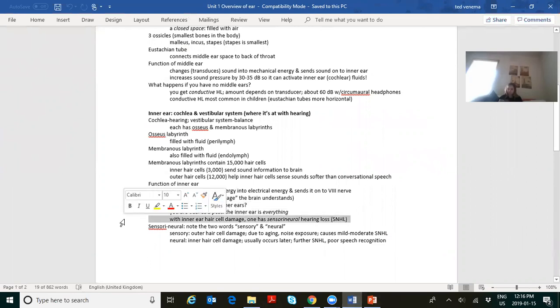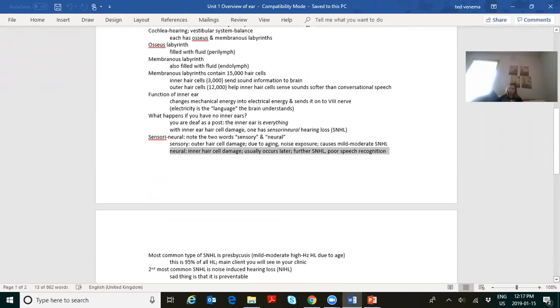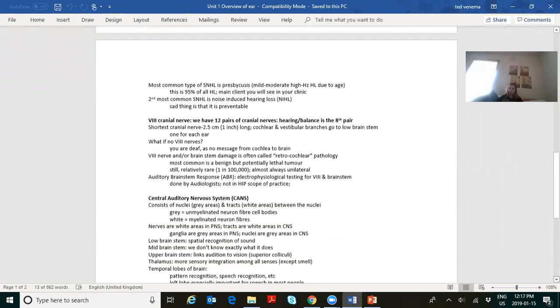With inner ear hair cell damage, you have sensory neural hearing loss. Sensory refers to outer hair cell damage. Neural refers to inner hair cell damage. You will learn more about this later in the course. Not here, but later. You'll also learn about it in hearing disorders, which you'll be taking in the summertime.